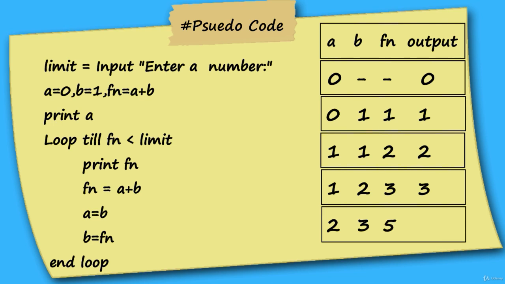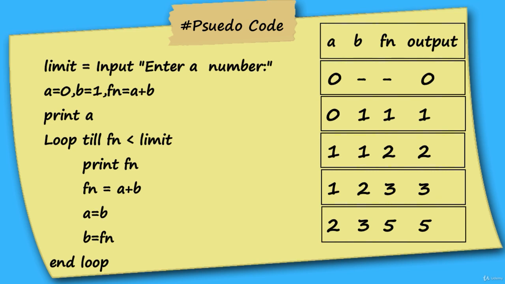Again we are changing the previous values, that is a and b both, by changing to the newer values of b and fn. So fn has value 5, so that also gets printed on the screen. This is how we repeat a process. We try to add two preceding numbers to get the new Fibonacci series number.